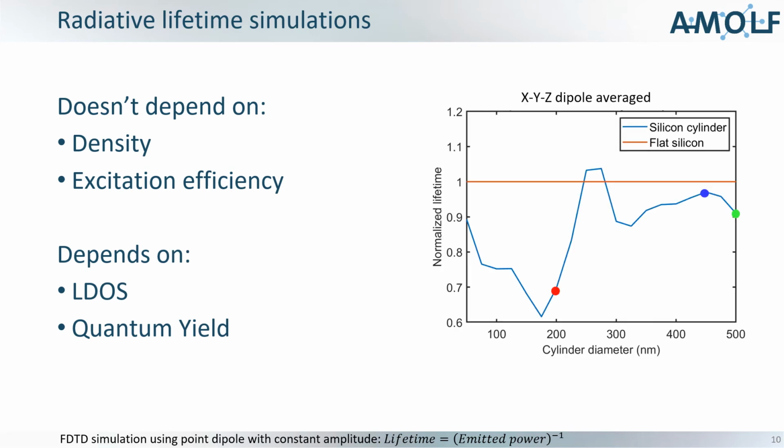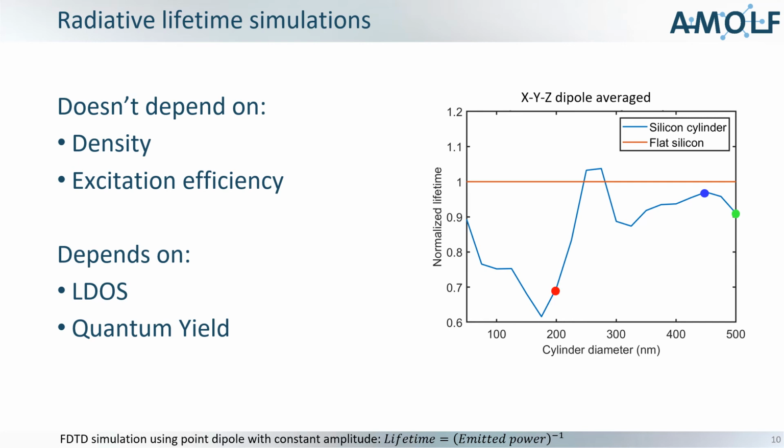If we take the inverse of that, then we end up with lifetime, which is the same lifetime as you would measure in a measurement, where it determines how fast the dipole, or the quantum dot in that case, loses its energy. From the simulation, we find this curve as a function of the cylinder diameter at the height that we found at 125 nanometer. We normalize this by the lifetime of flat silicon, which is here set to 1, and then we find that the lifetime can alter quite a bit for the quantum dot on the cylinder.